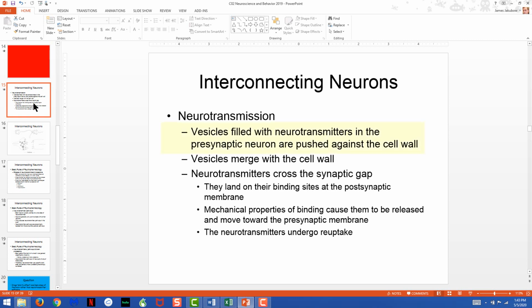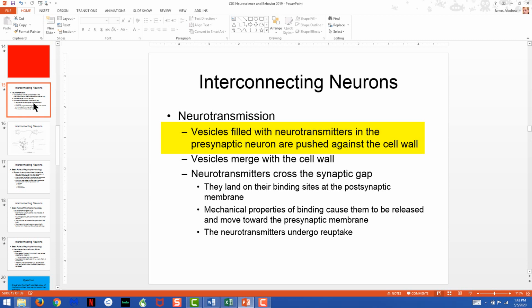At the end of an axon, there are bubbles called vesicles. These bubbles are made from fat, which is the same material that makes the cell membrane. That's an important point because these vesicles are going to merge with the cell membrane itself later on in the process of neurotransmission. Now, these vesicles, which are essentially fat bubbles, are filled with neurotransmitters at any presynaptic neuron.